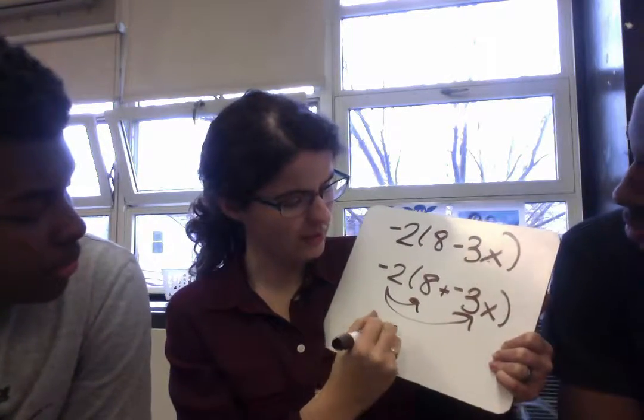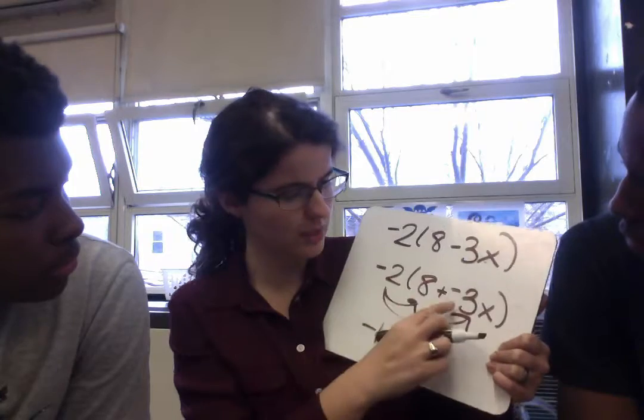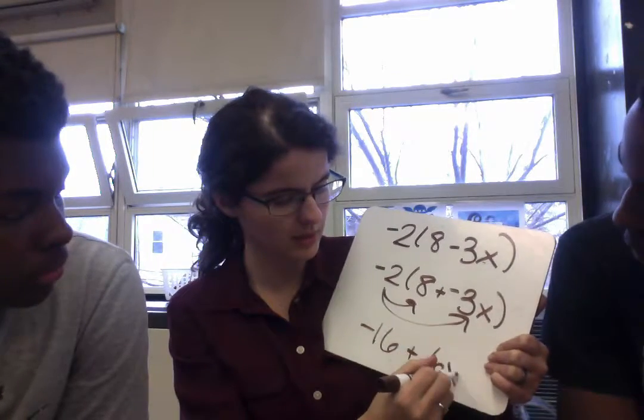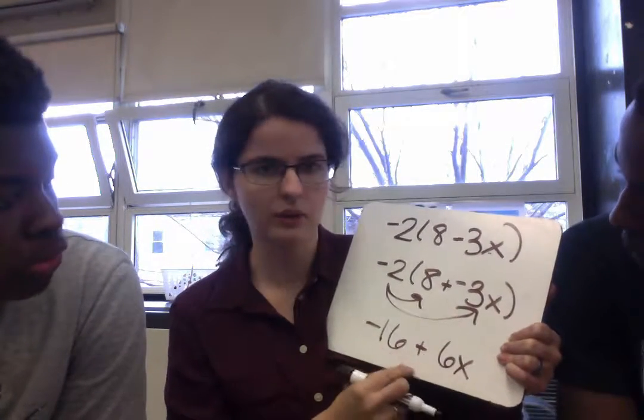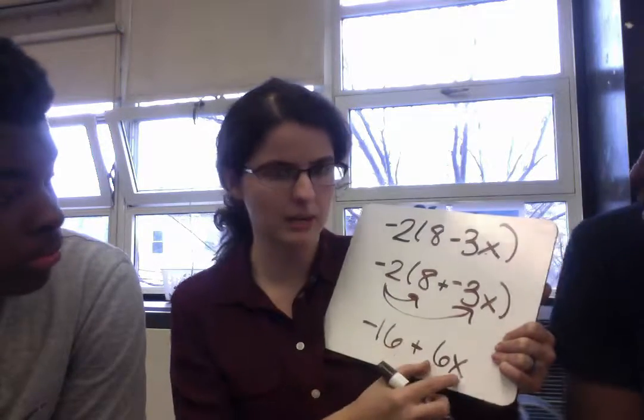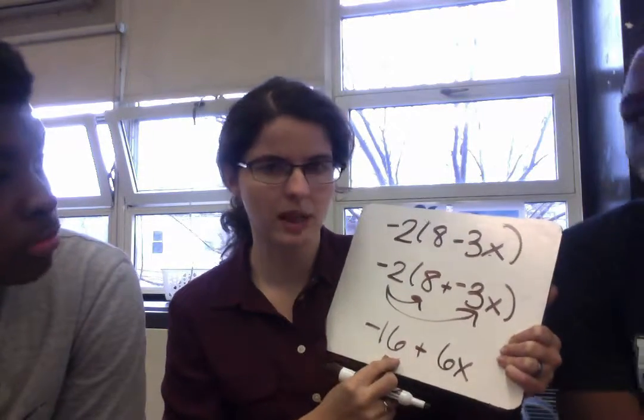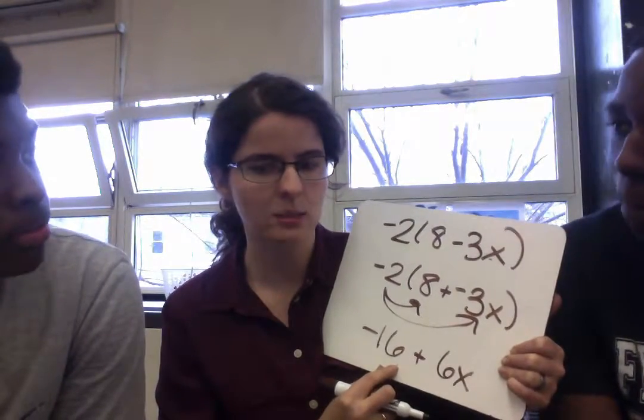And then you have negative 16 plus negative 2 times negative 3x, which would be positive 6x. You can't go any further. This is like having pennies in bags. You're not going to be able to combine them together. They're not like terms. And that's what we got.